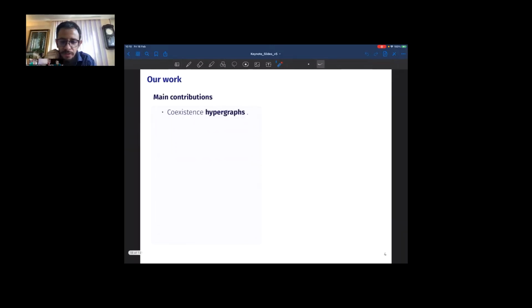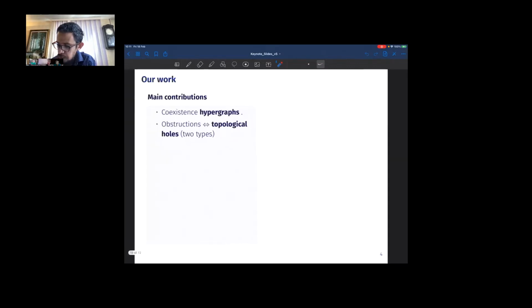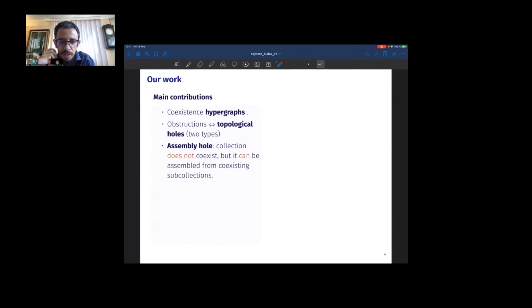The main contribution of our work is first to introduce the idea of coexistence hypergraphs as a natural mathematical object that can describe the coexistence relations between any number of species. This point of view is important, we feel, because then the obstructions that I was telling you about turn out to be the topological holes that these hypergraphs have. In particular, there will be two classes of topological holes. The first type, we will call an assembly hole, and I will be more precise about this in a minute.